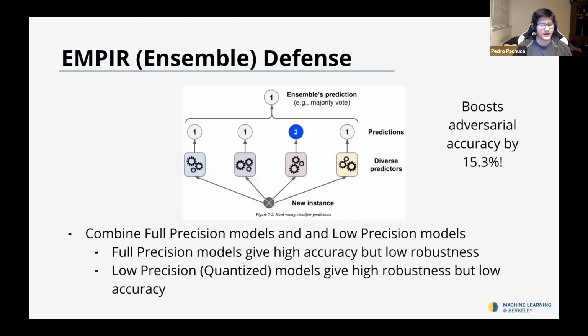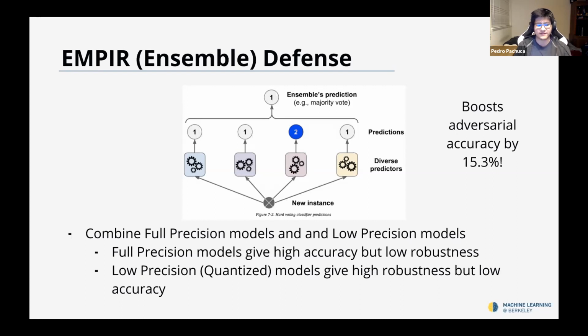And in this case, we can have two different types of models. The first is the full precision model, which gives high accuracy but low robustness. And the second is the low precision model, which has high robustness and low accuracy. The high robustness factor of the low precision model comes from quantization. And when I say quantization, I just mean chopping off some of the bits of the input so that essentially we're taking away some of the lower precision parts of the image.